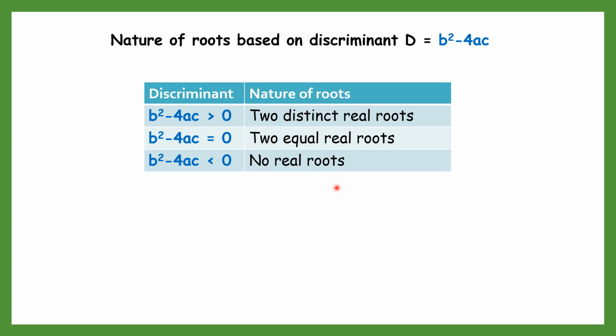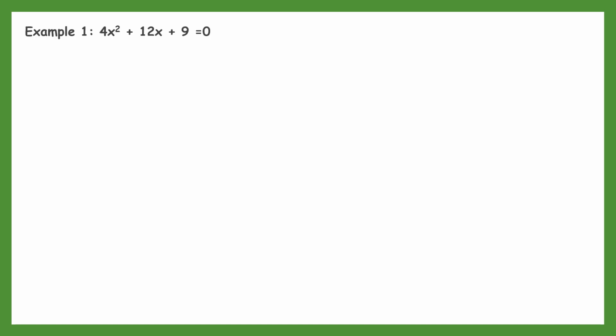So let's understand these by solving some examples. You should remember, discriminant is b square minus 4ac. If b square minus 4ac is greater than 0, you will get two distinct real roots. If b square minus 4ac is equal to 0, you will get two equal real roots. If b square minus 4ac is less than 0, you will not get real roots. Let's solve a problem and understand it.